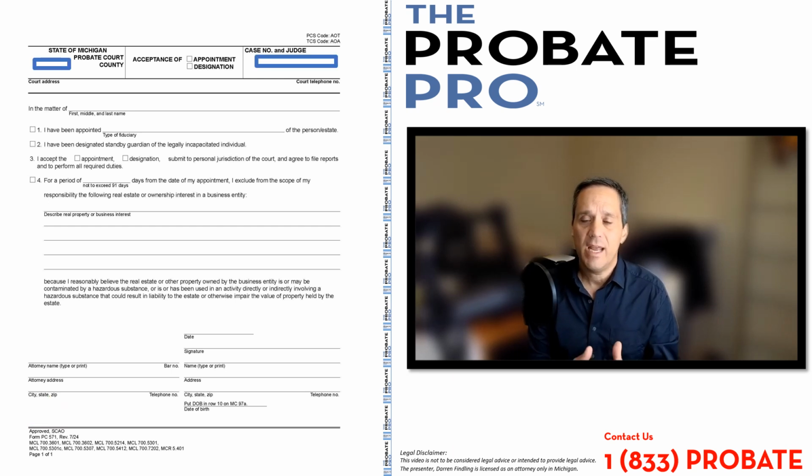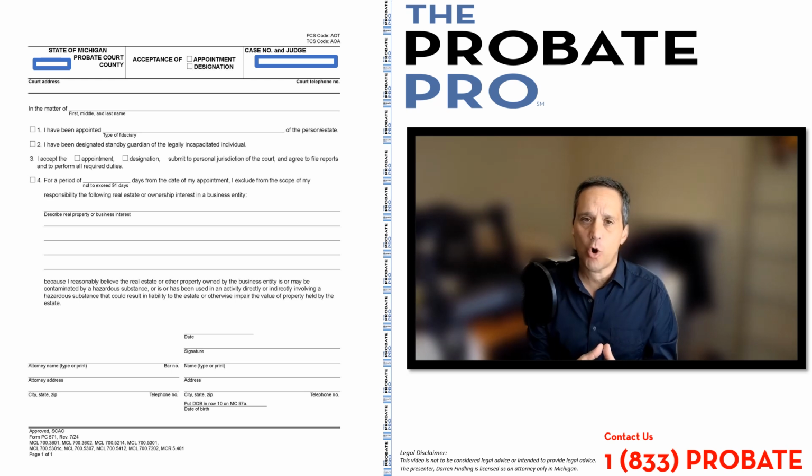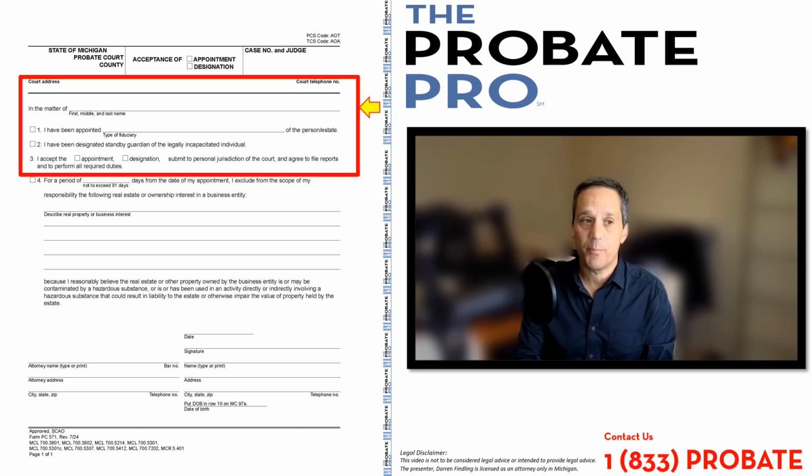In the top left corner is the county in which the matter is proceeding. This is the county in which the guardianship, deceased estate, or conservatorship is pending. In the top right corner would be the case number or the judge. Sometimes you have to fill out this form even before a case number or a judge is assigned, because often when you file your petitions for probate or petitions for guardian, they require the acceptance of appointment to be filed in advance. So you may not be able to fill that information in because it may not yet be available.